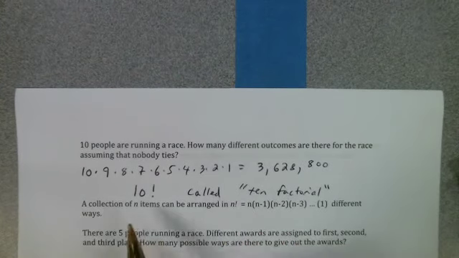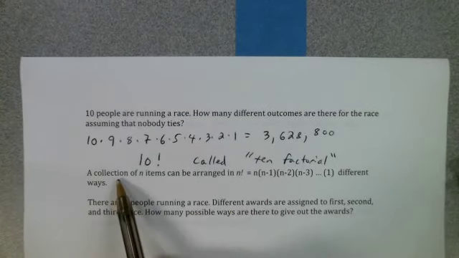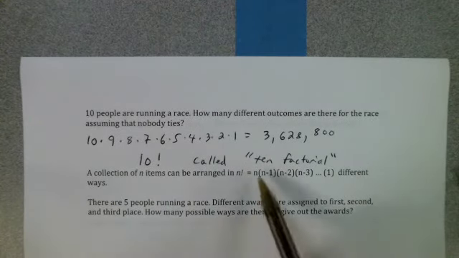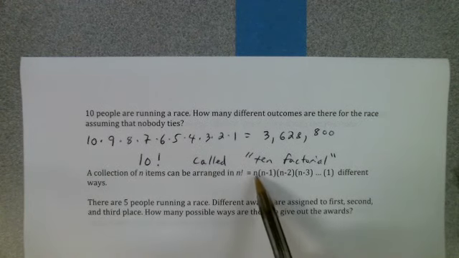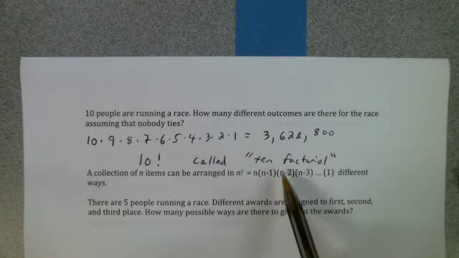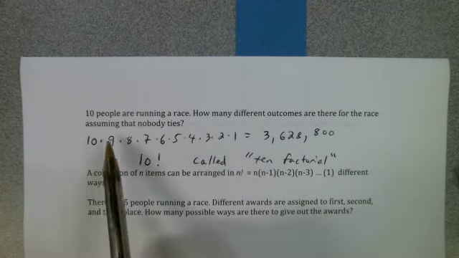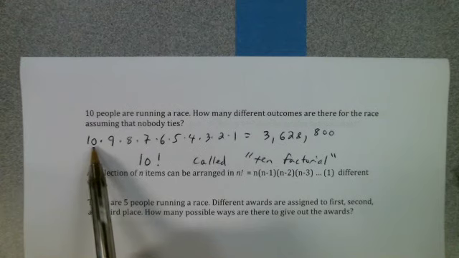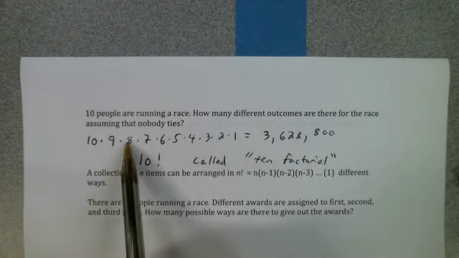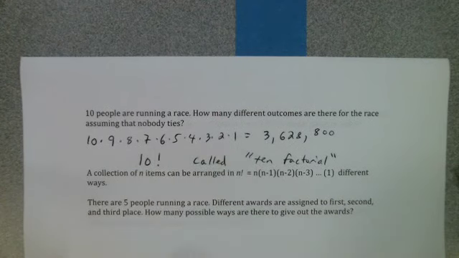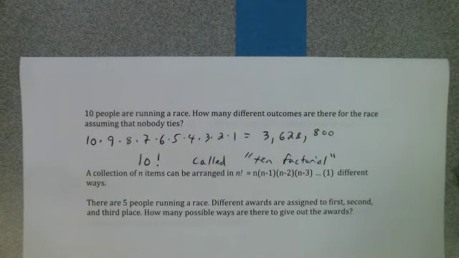In general, a collection of n items can be arranged in n factorial different ways. And n factorial means take n, multiply by n minus 1, n minus 2, n minus 3, all the way until you get to 1. So if n is 10, you're going to do 10 times 10 minus 1 times 10 minus 2 times 10 minus 3 times 10 minus 4, all the way to 1. So that's how you do factorial.